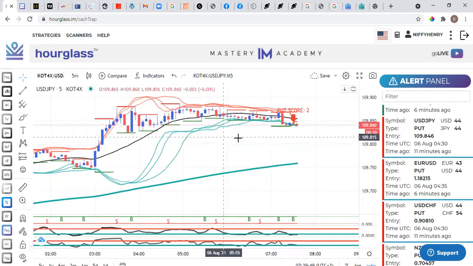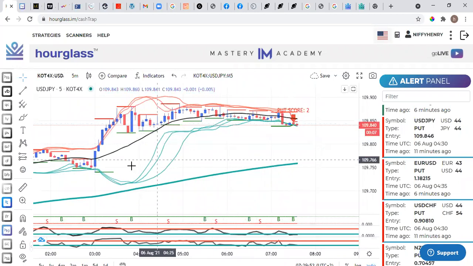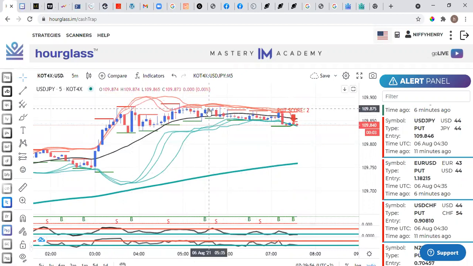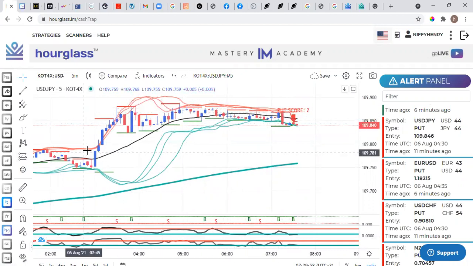Another indicator is the Bollinger Band, guys. This is the Bollinger Band. Can you see these curly lines moving up and down? That's the Bollinger Band.